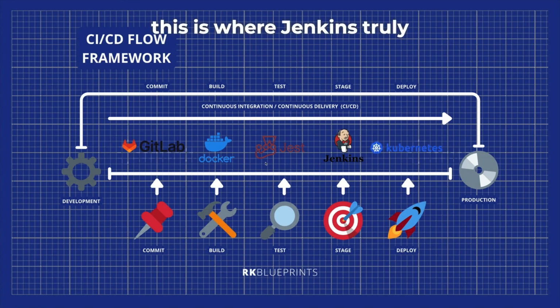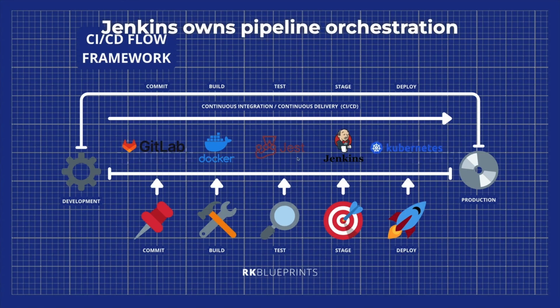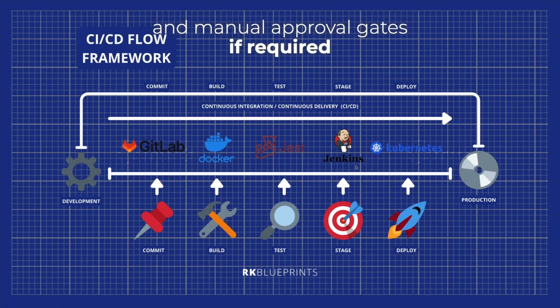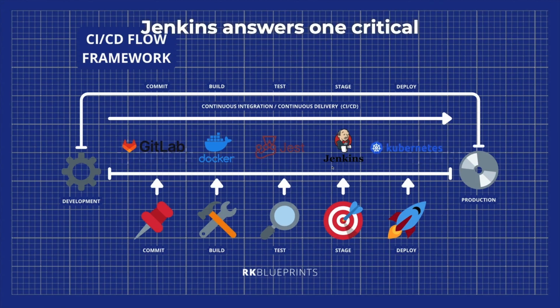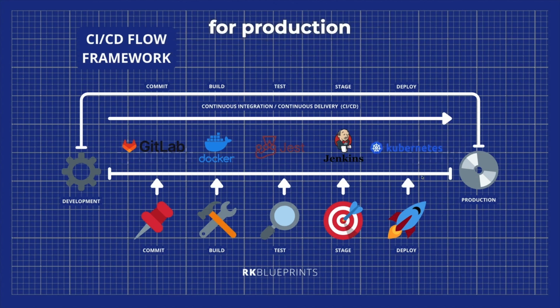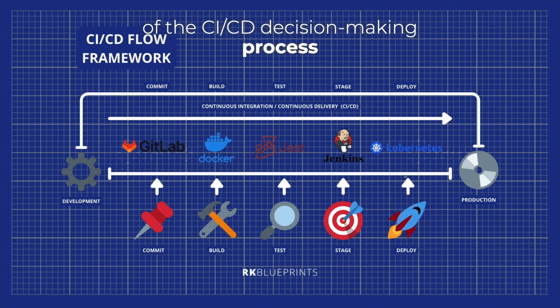Stage. This is where Jenkins truly shines. Jenkins owns pipeline orchestration, promotion logic between environments, staging deployments, and manual approval gates if required. Jenkins answers one critical question. Is this build ready for production? That's why it sits at the center of the CI/CD decision-making process.